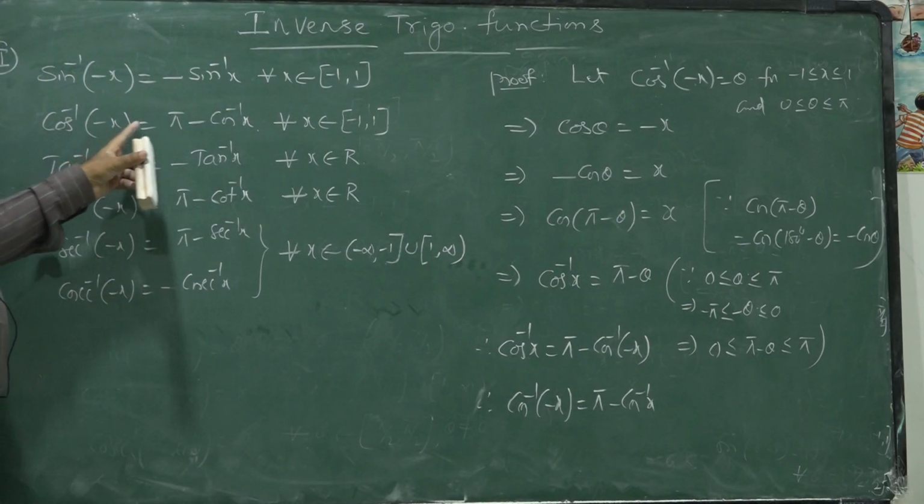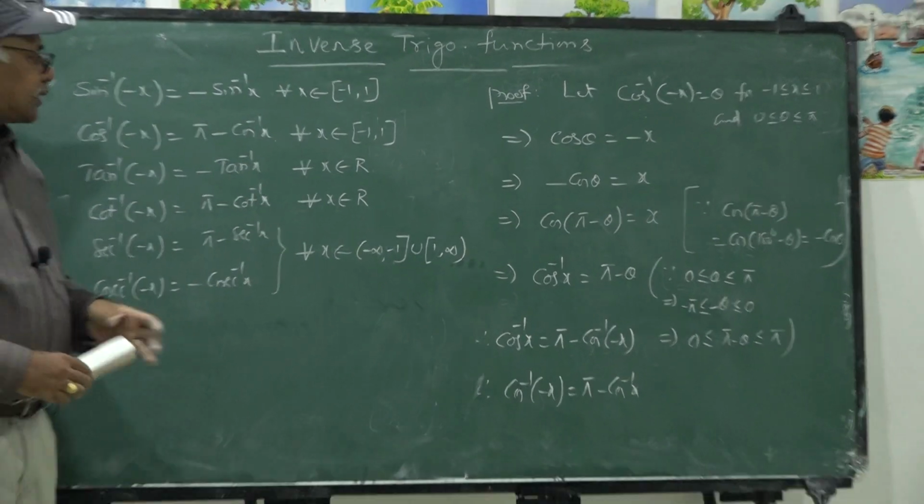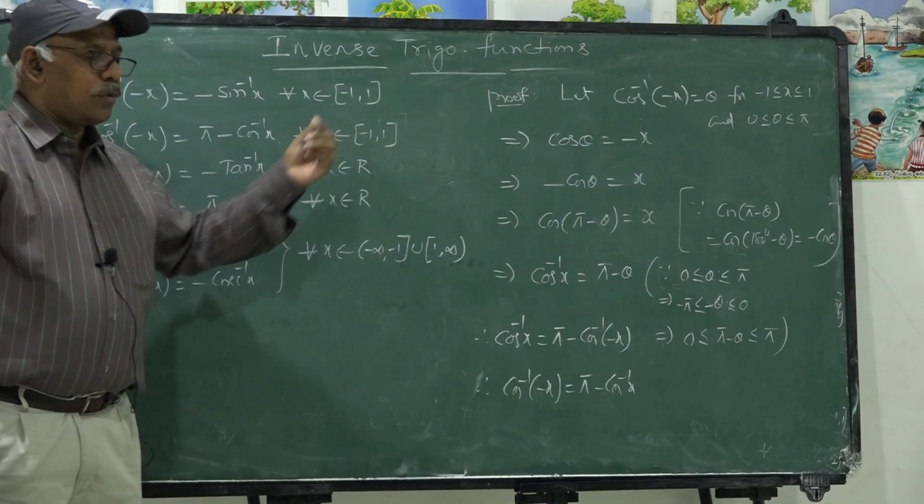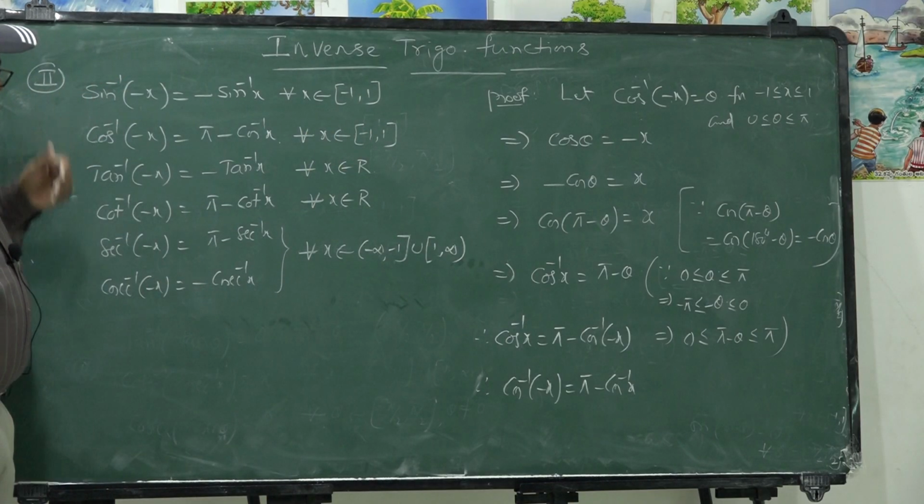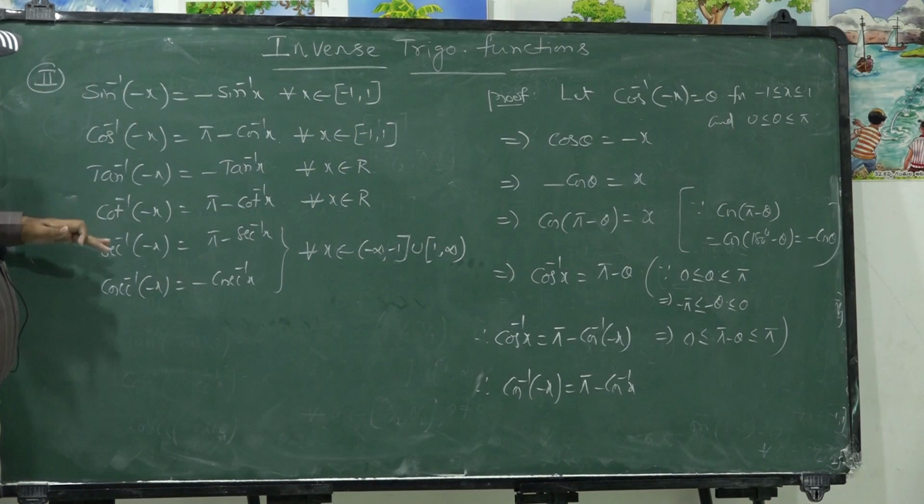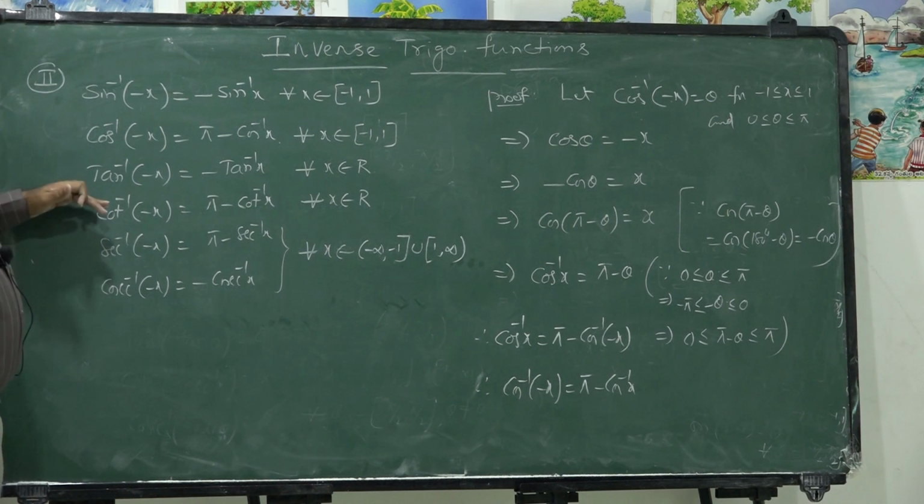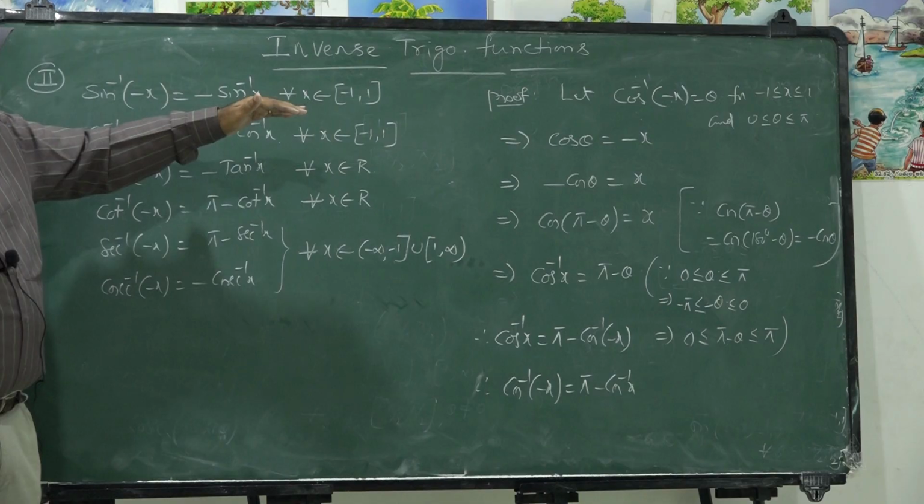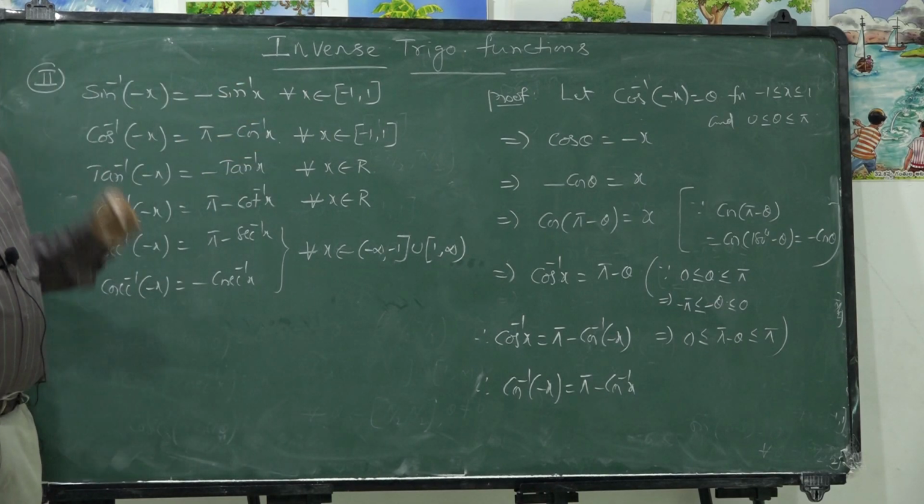Cos inverse of minus x is pi minus cos inverse x, which is valid for all x that lies between minus 1 and 1. The similar arguments you can extend in case of secant inverse and cot inverse also in their respective given domains.